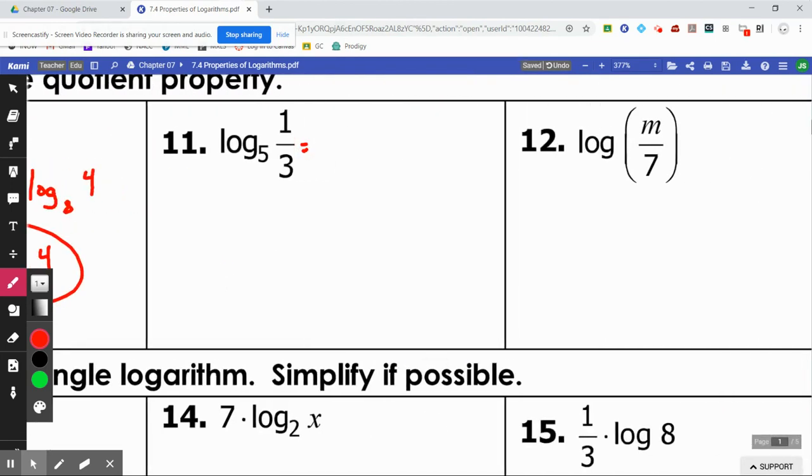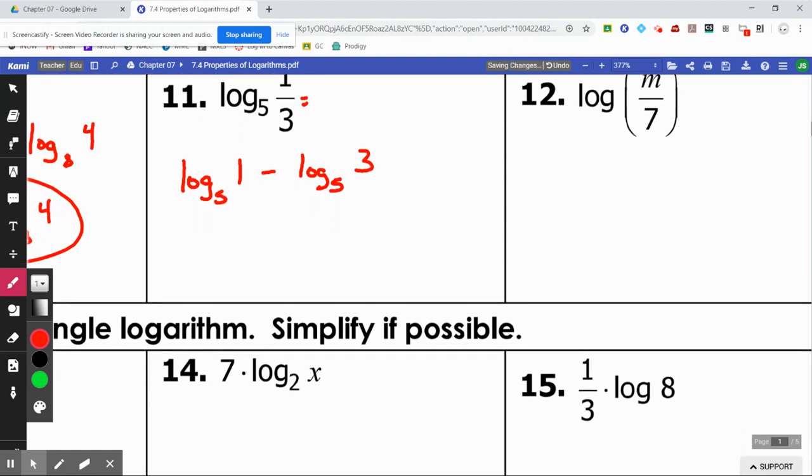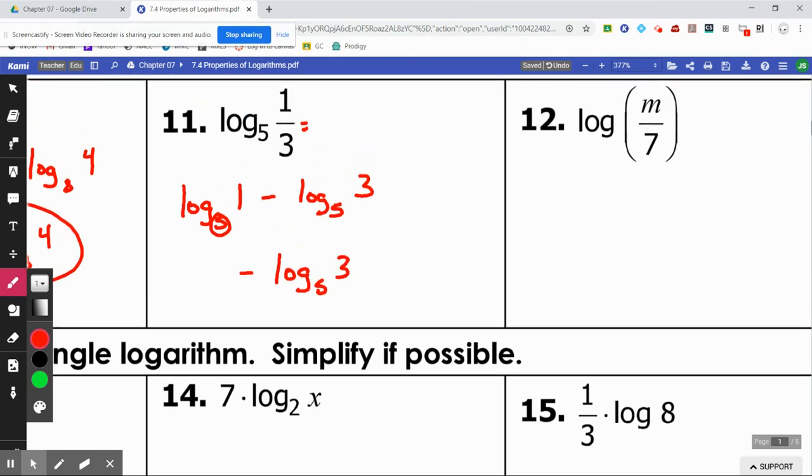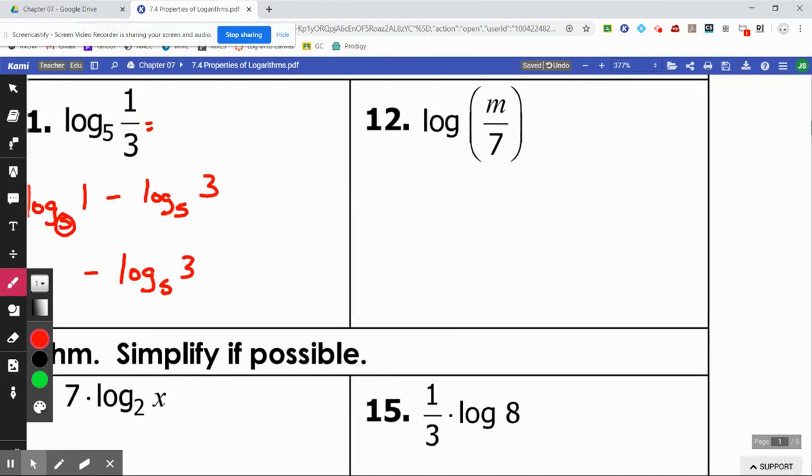Log base 5 of 1/3 would be log base 5 of the top minus log base 5 of the bottom. That's, again, what you do with the quotient. And again, this can be cleaned up. Log base 5 of 1 is saying 5 raised to what power is 1? That'd be 0 minus log base 5 of 3. And you don't even have to put that 0 if you don't want to. Number 12, log of m over 7 would be the log of m minus the log of 7. Done.